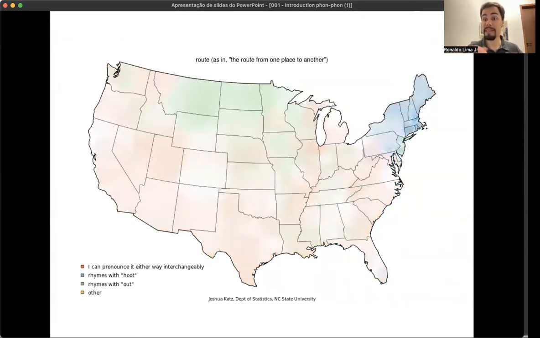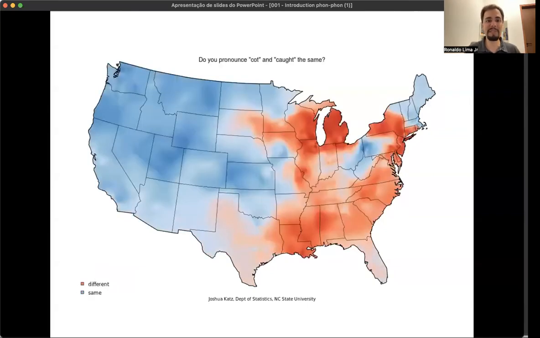Yeah. Now look at this. No strong color. And the question was, how do you pronounce R-O-U-T-E, right? And red is, I can pronounce it either way interchangeably, which is like most of the United States. Blue rhymes with "hoot," so they pronounce it "root," which is in the Northeast. Little bit here, but very light. And green rhymes with "out," so they pronounce it "route," okay? A little bit over here in the North, Chicago area, some other areas here, but no strong answer, right? So a lot of variation, even within the same places.